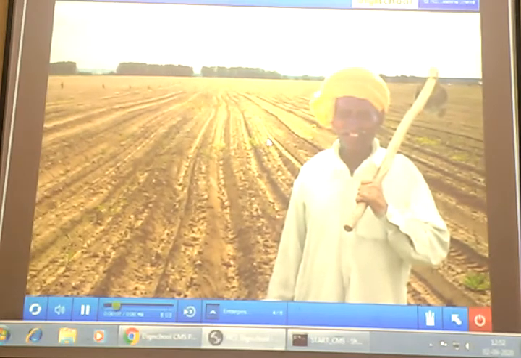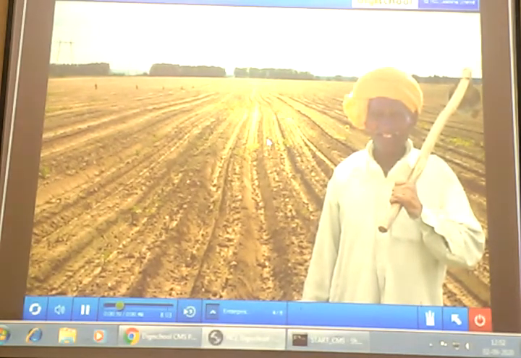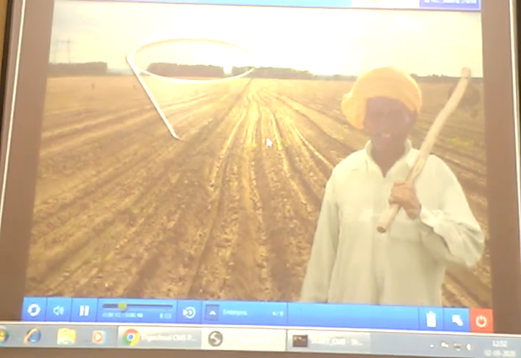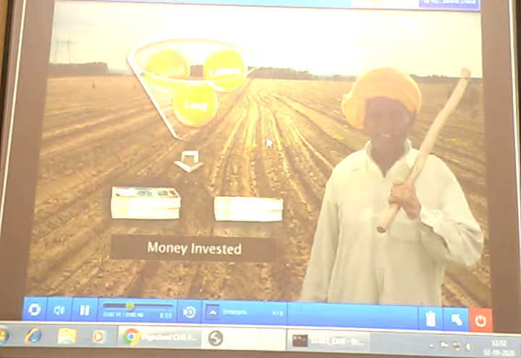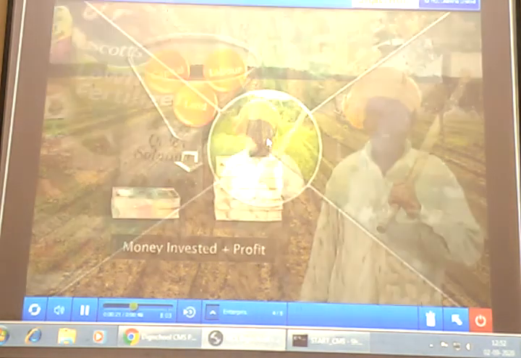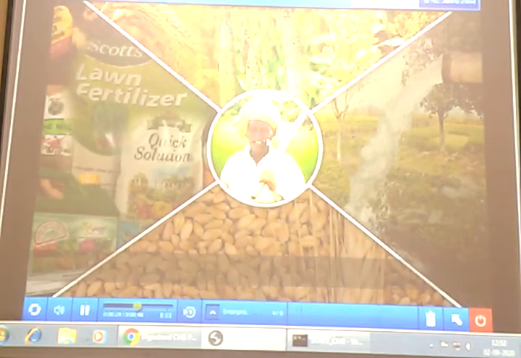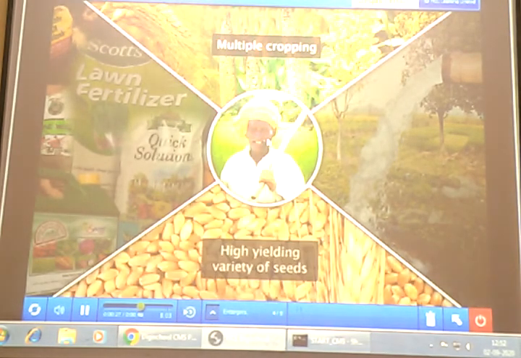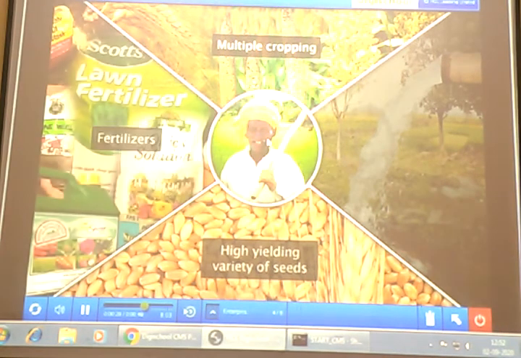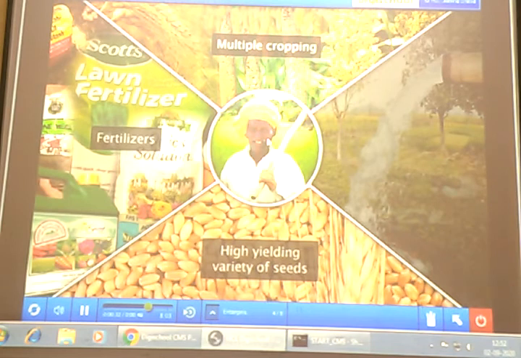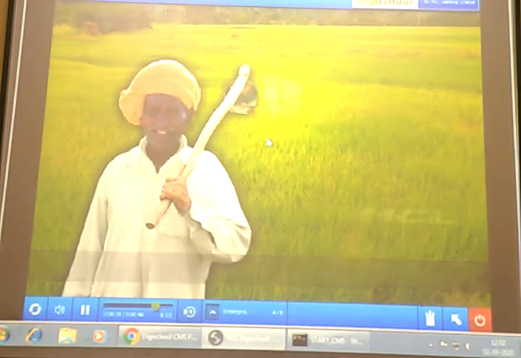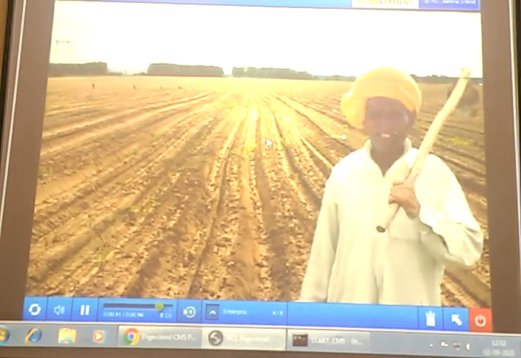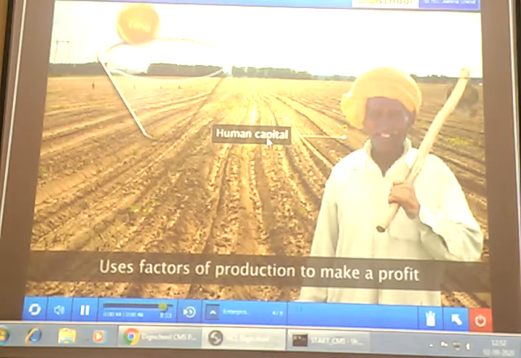Now, let us understand the concept of enterprise through Gopal's example. He innovatively uses his land, labor, and capital to recover the money he has invested and make a profit. He adopts strategies such as multiple cropping and using high-yielding varieties of seeds and fertilizers. He also ensures that his farm is well irrigated at the right time. The result is a bumper crop. Gopal is the human capital or the entrepreneur who has innovatively used all the factors of production to make a profit.